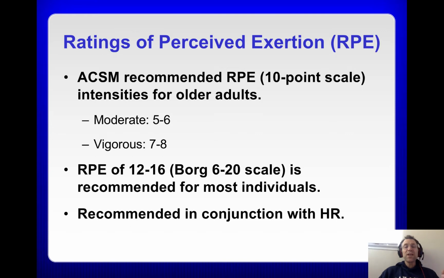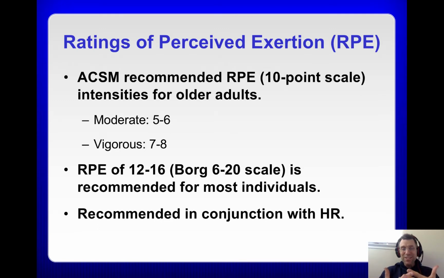The 6 to 20 scale, the Borg 6 to 20 RPE scale, is supposed to match up with an individual's heart rate, right? So you think most individuals' resting heart rate is close to 60, and their max is close to 200, and so they just took the zeros off. And so if somebody's at a 12 on the 6 to 20 scale, their heart rate is usually close to 120.